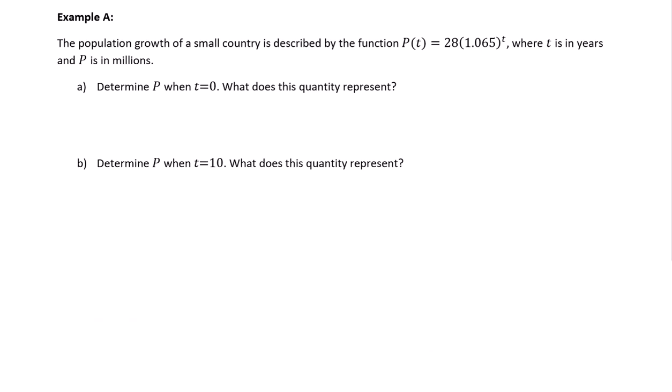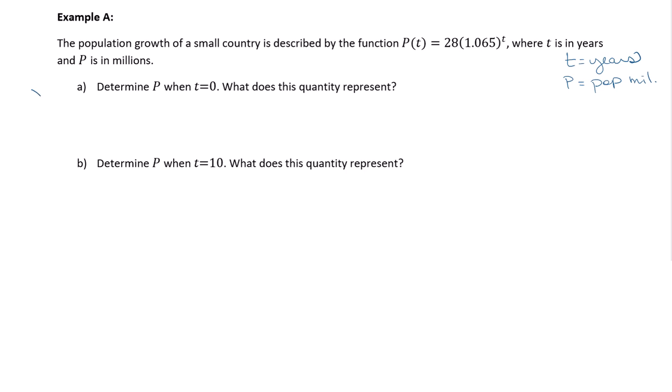In example A, the population growth of a small country is described by the function P of t equals 28 times the quantity 1.065 to the t, where t is in years and P is in millions. So let's write us a little side note here. T represents years, and P is the population in millions. In part A, it wants us to determine P, the population, at t equals 0, so at the beginning, and then tell us what does that represent.